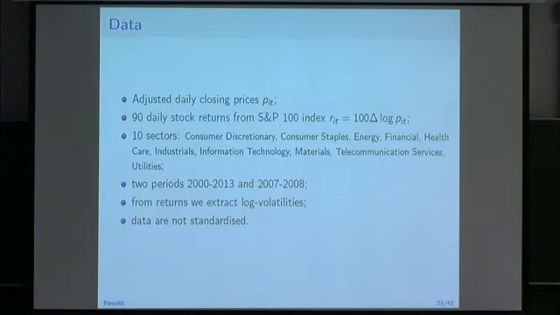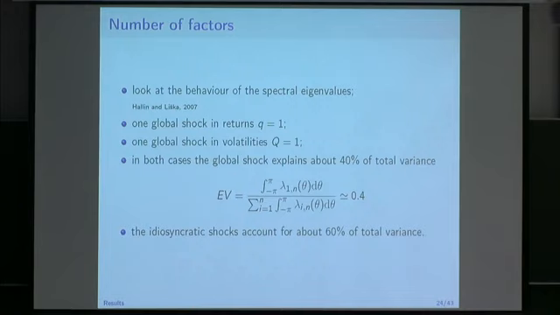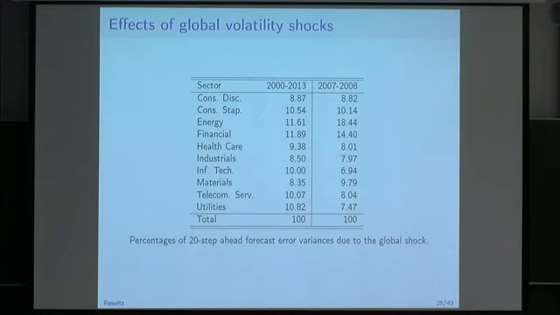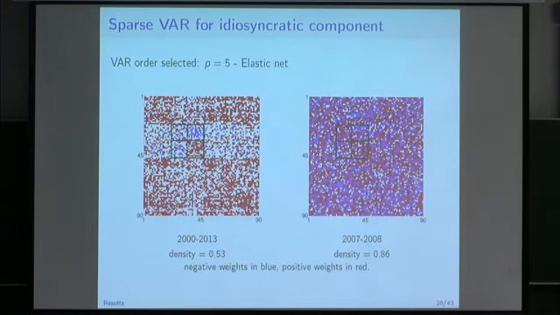Okay, so this is a summary again of the data. The shock common to all volatilities accounts for about 40% of the total variation of volatility. So the market is explaining 40% of the total variation in my panel. What about the remaining 60%? That's exactly the focus of our network analysis, on that remaining part. There are measures on how the market affects each single sector that we reported here, but that's not really the purpose. This is instead about the sparse VAR.